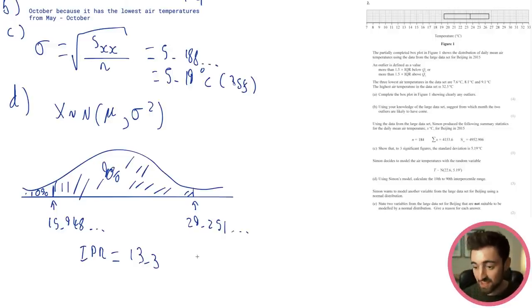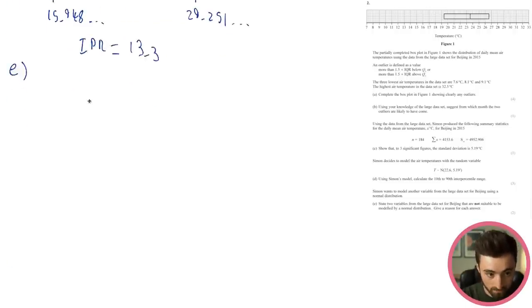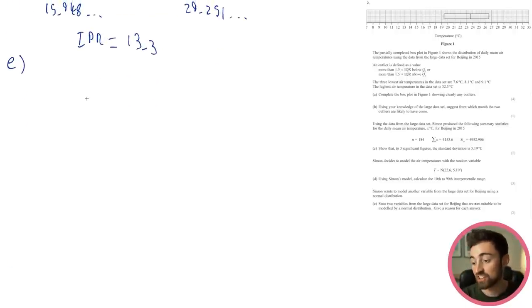So, the last part says the following. Simon wants to model another variable from the large data set for Beijing using a normal distribution. State two variables from the large data set for Beijing that are not suitable to be modeled by a normal distribution, give a reason for each answer. Okay, so a couple of things here. The first thing is we need to know some general main points about normal distributions. And the second is we need to know about this large data set again.